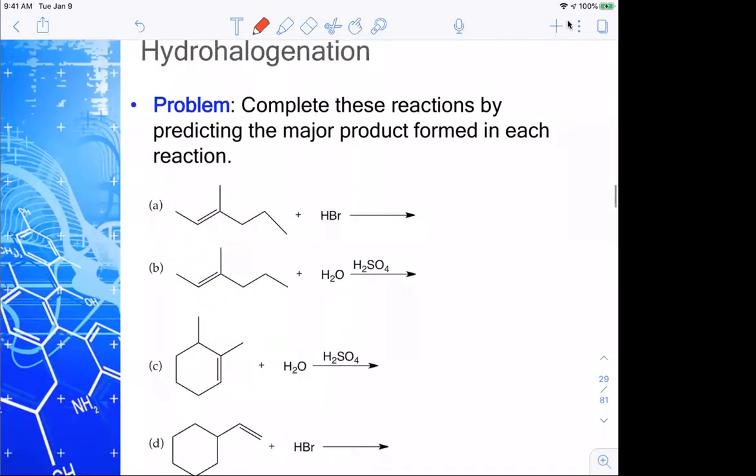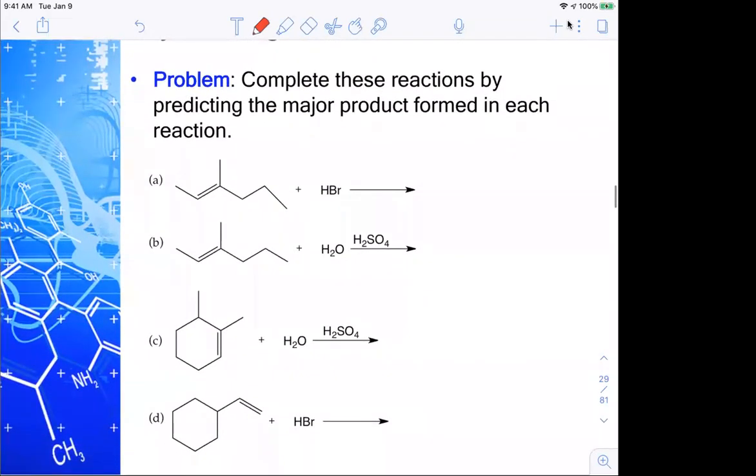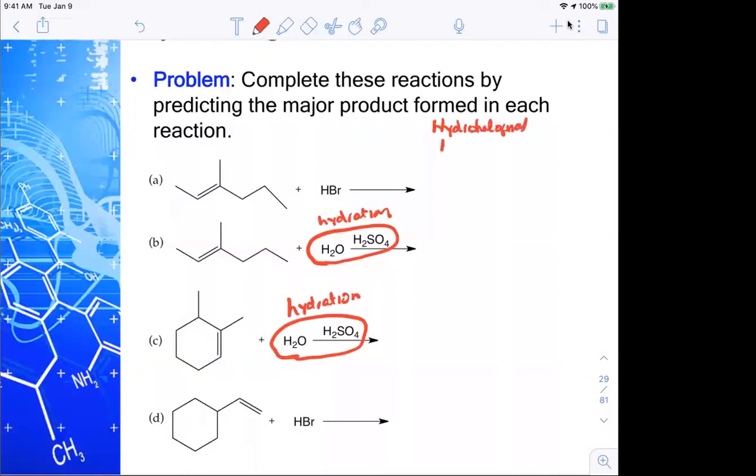All right, so let's try this. Complete these reactions by predicting the major product formed in each reaction. Now, I did mix things up a little because these 2 reactions are actually hydration reactions. And those 2 reactions also follow Markovnikov's rule. So hydrohalogenation and hydration follow Markovnikov's rule.